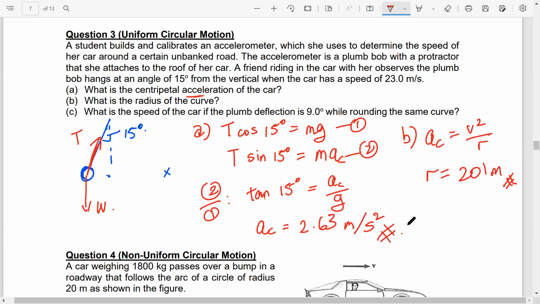Okay, part C, I will leave it for you all to do by yourself. Nothing really special. It's still the same thing, it's just repeating the question where instead of 15 degrees, it's going to be 9 degrees. But the speed is going to be different. So it will be just the radius that is the same. The answers are also given to you already, so you can take a look. Up to you. Quite simple, huh?